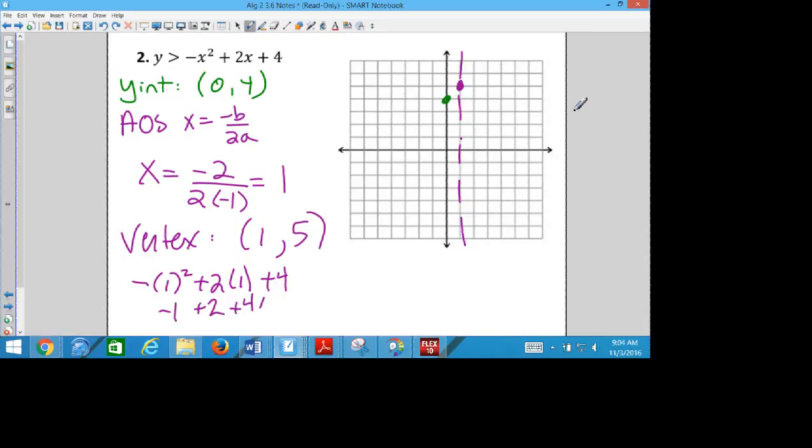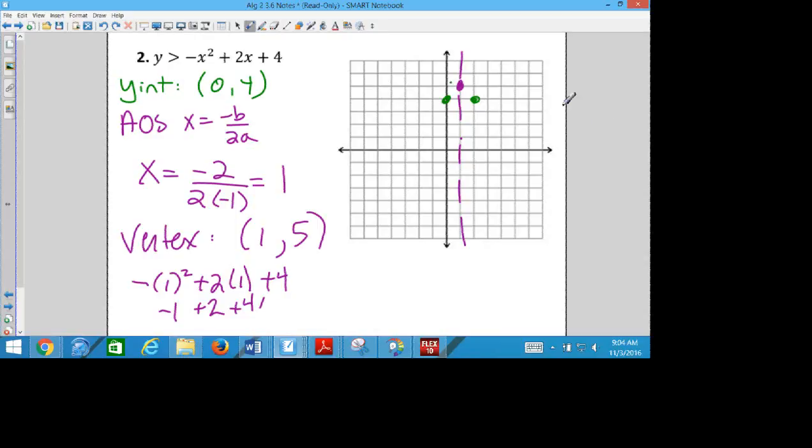So we have the vertex at (1, 5). We have a mirror point. You could do the quadratic formula to find the other x-intercepts. I'm not going to do that right now because they're not nice answers. And also, is there a stretch on this one? There's not a stretch, so I can just find more points using my parent function.